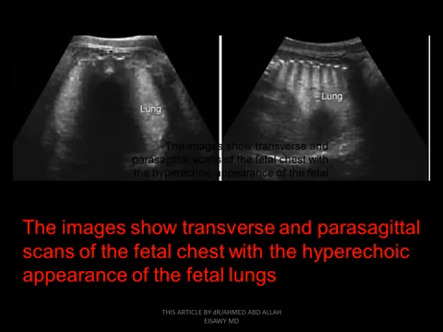Fetal pneumonia. Images of fetal pneumonia show, in a transverse and sagittal scan of the fetal chest, a hyperechoic appearance of the fetal lung. Hyperechoic appearance of the fetal lung. The image shows transverse and sagittal views with hyperechoic appearance of the fetal lung. This is the appearance of fetal pneumonia.